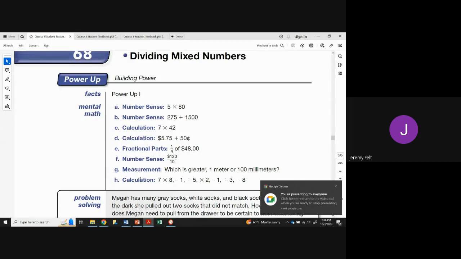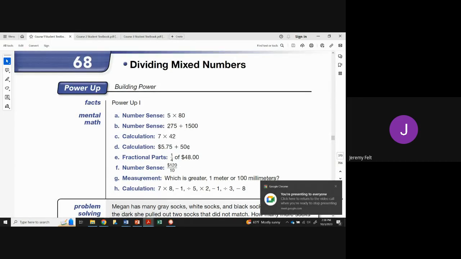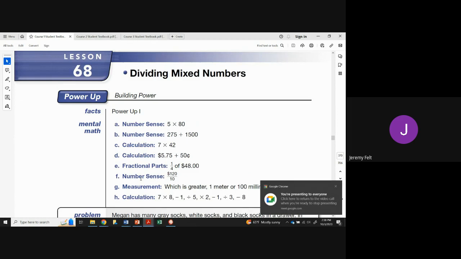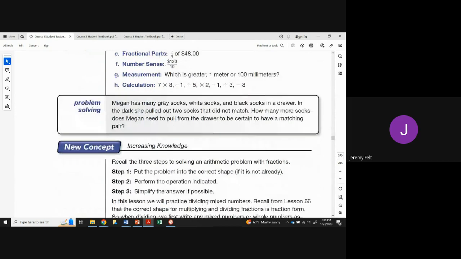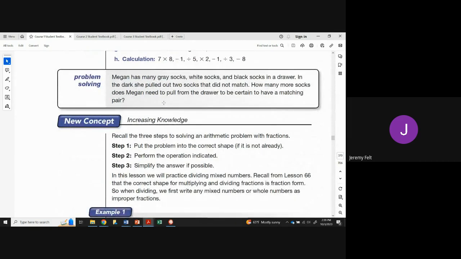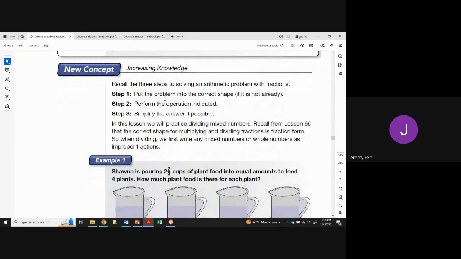We're looking at lesson 68 and 69. Lesson 68, we're dividing mixed numbers. So again, similar to what we did with multiplying mixed numbers, we're going to need to convert it to an improper fraction. So we need to get it in the proper form if it isn't already, perform the operation that's indicated and then simplify. So it's the same steps. There may be a few nuances, but it's going to be similar to what we did when we multiplied using mixed numbers.